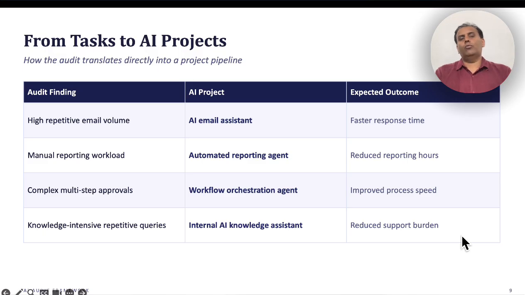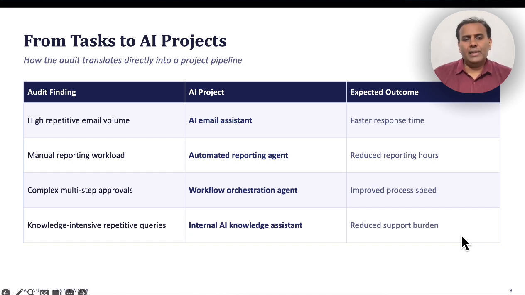So from tasks, why we do these tasks is very important, because when you have a task, what we can do is identify projects. Depending on a pool of tasks which AI can do, we can actually create projects. Say, take the case of audit findings.